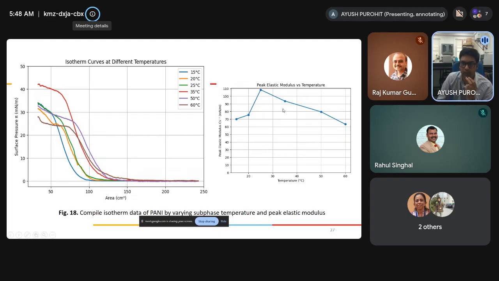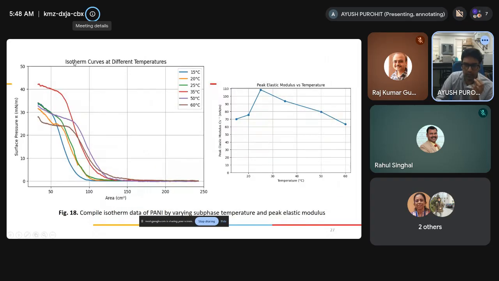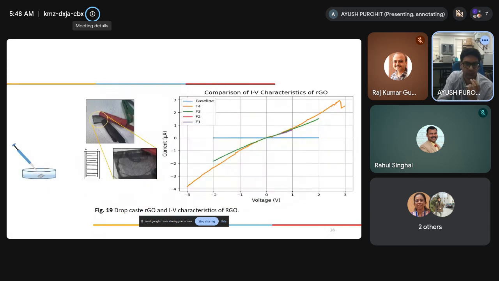And this is the elastic modulus graph. This blue line represents the elastic modulus graph. So this is the peak position representation of the elastic modulus graph. At 25 degrees Celsius, it is showing a good result for the stiffness factor of the isotherm graph.